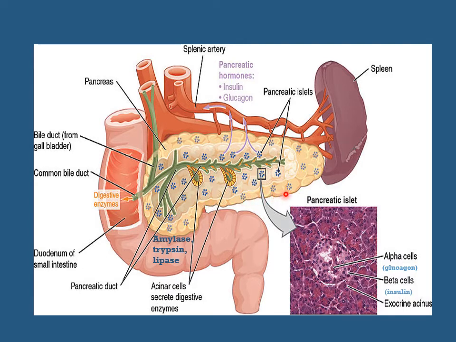Histologically, there are two types of cells. One is the acinar cells, which secrete the digestive enzymes amylase, trypsin and lipase. Scattered among these acinar cells, which form the bulk of the organ, 80% or so, are the islet cells, which are endocrine cells, consisting of the alpha and beta cells, which secrete glucagon and insulin respectively.